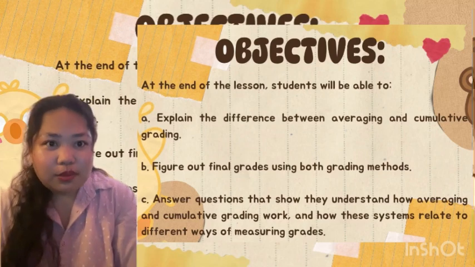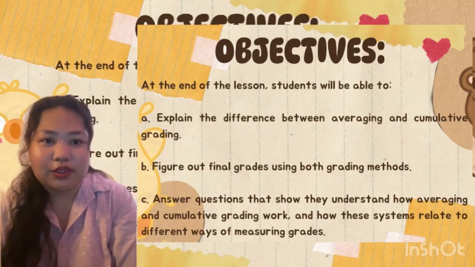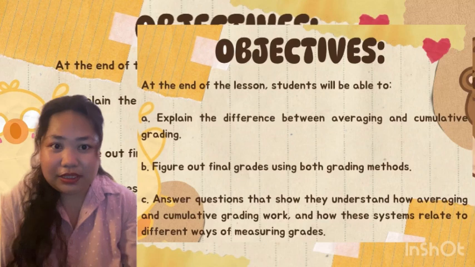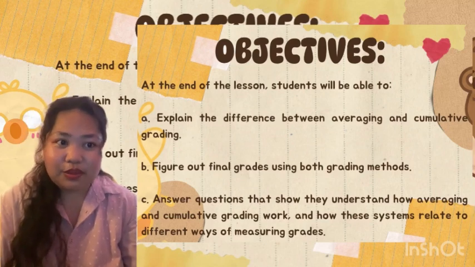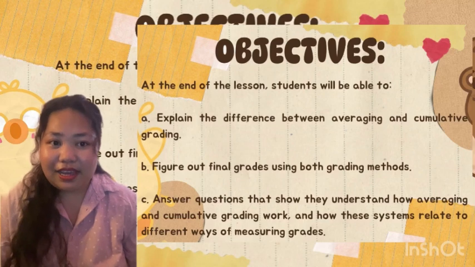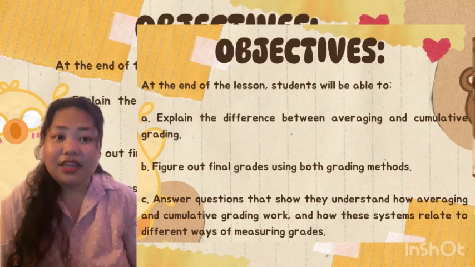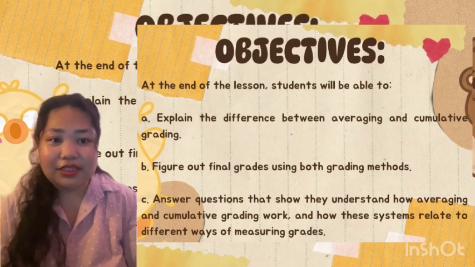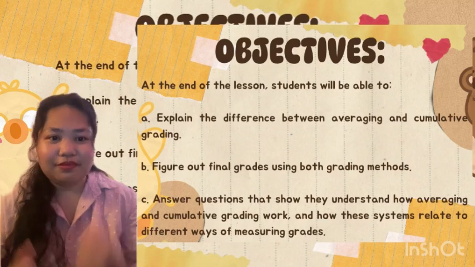So, our objective is that at the end of the lessons, students will be able to, of course, A, explain the difference between averaging and cumulative grading, B, figure out final grades using both grading methods, and C, answer questions that show they understand how averaging and cumulative grading work and how this relates to different ways of measuring grades.